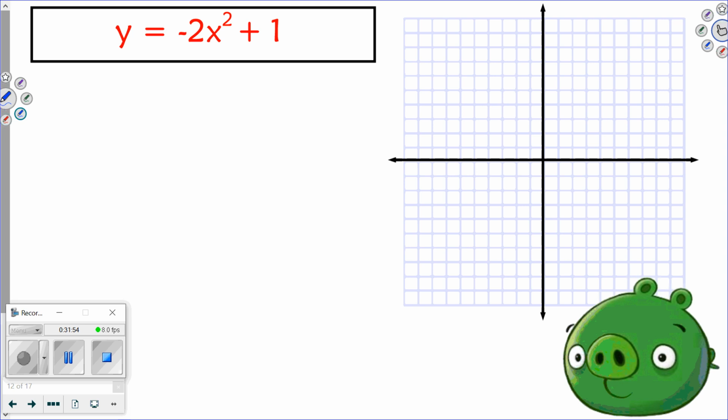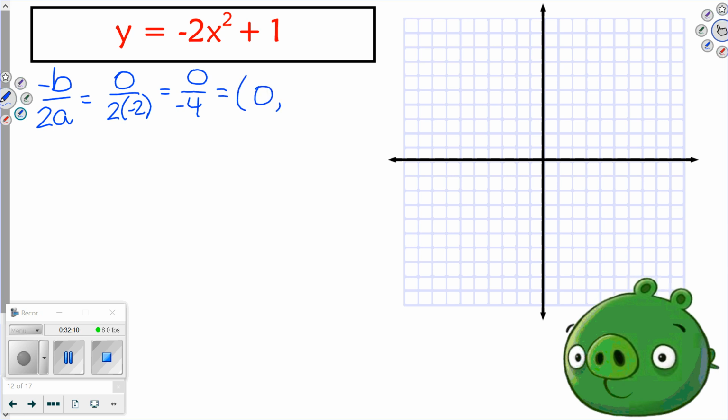All right, guys. So -b over 2a. What's my b value? 0. So 0 over 2 times -2 gives me 0 over -4. But 0 divided by anything is 0. And if I plug 0 back in, it is just 1. So your vertex is located at 0, 1. So my axis of symmetry, or my fold line on my art project, is actually the y-axis. It's right on top of it.